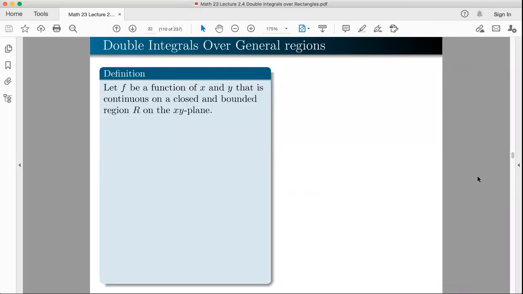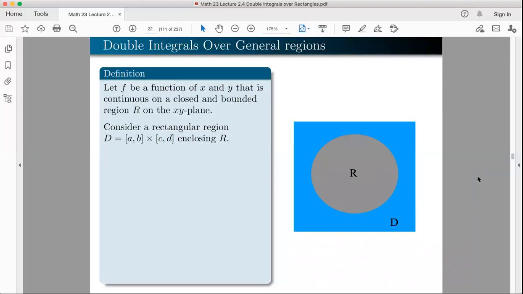So suppose that f is a function of x and y and it is continuous on a closed and bounded region R on the xy plane. The region R is not necessarily a rectangle. It can be a circle or an ellipse or any closed polygon. Now, so that we can apply the methods that we had earlier, we enclose the region R by a rectangular region D given by the interval [a, b] for x and [c, d] for y.